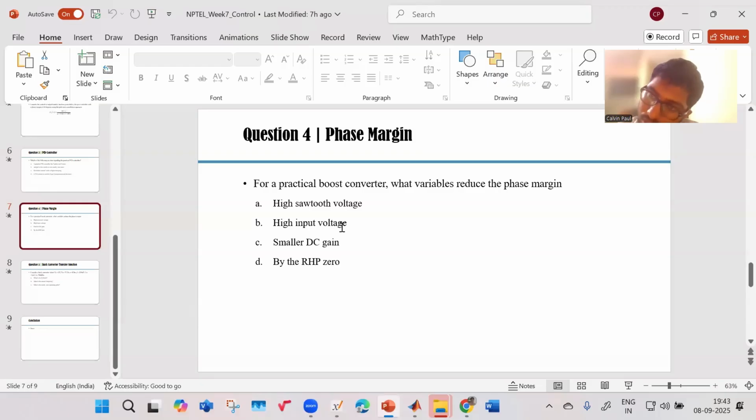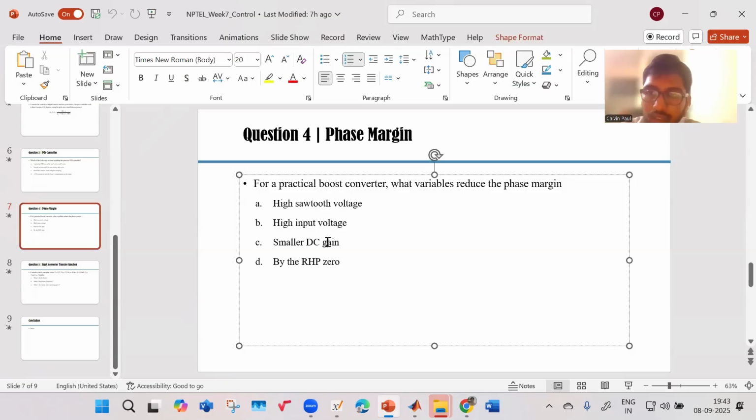High input voltage would also reduce the phase margin, because your DC gain would become high. A high ramp voltage will reduce the phase margin because your DC gain will go lower. So what variables reduce the phase margin? Input voltage reduces the phase margin. DC gain also will reduce your phase margin. And your RHP zero will have a negative phase, so that also will reduce your phase margin. Okay.